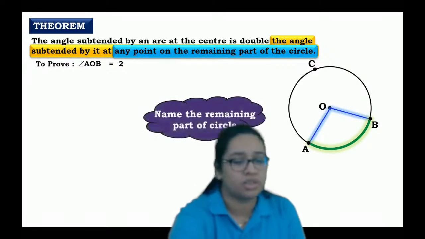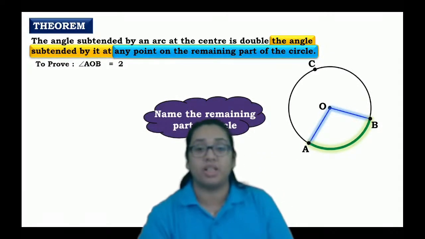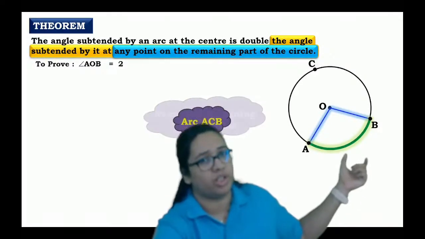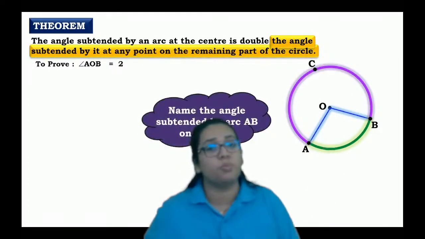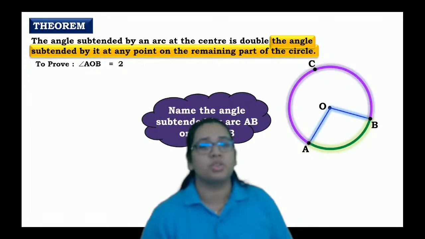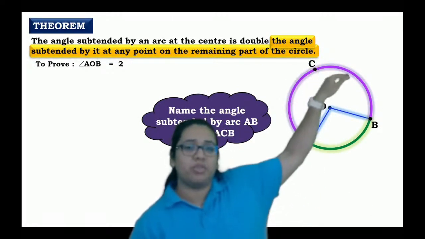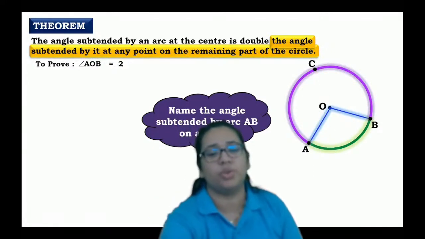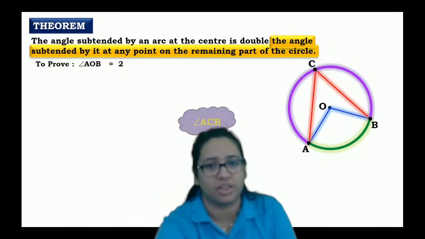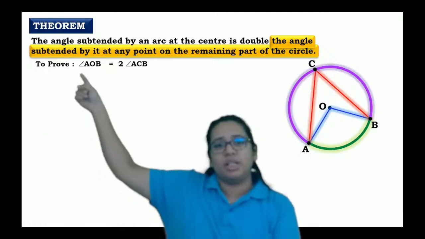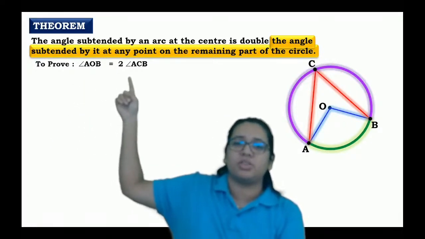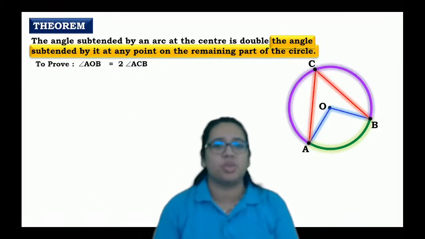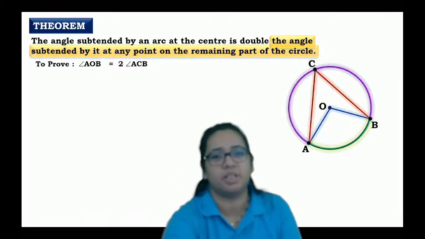For the last few numerical type questions, we have used this theorem many times. So now we'll try to prove this theorem. The remaining part is the arc ACB. If you take point C on it, then the measure of angle AOB is twice the measure of angle ACB.